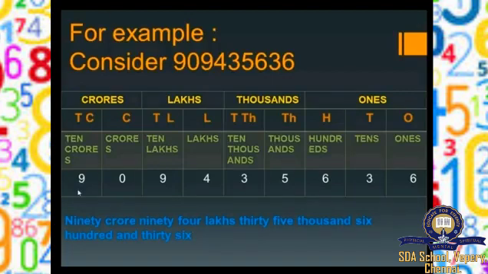I'll repeat it once again. While writing the number names, you have to come from the left hand side. So 90 we call 90 crores, 94 we call 94 lakhs, 35 we represent as 35,000, and 6 hundreds 36. So when you write the number name, it comes like this: 90 crores, 94 lakhs, 35,636.